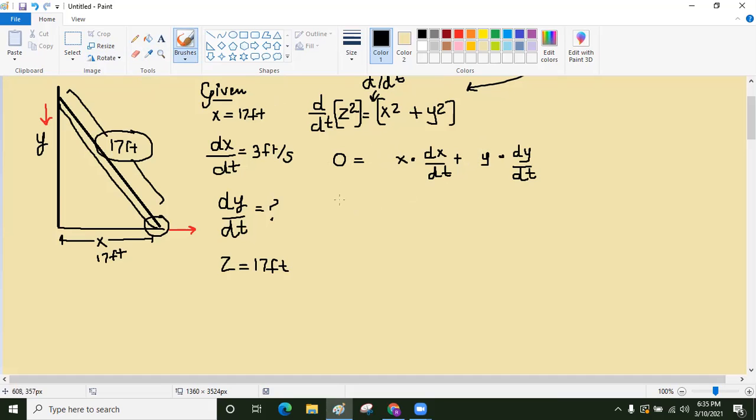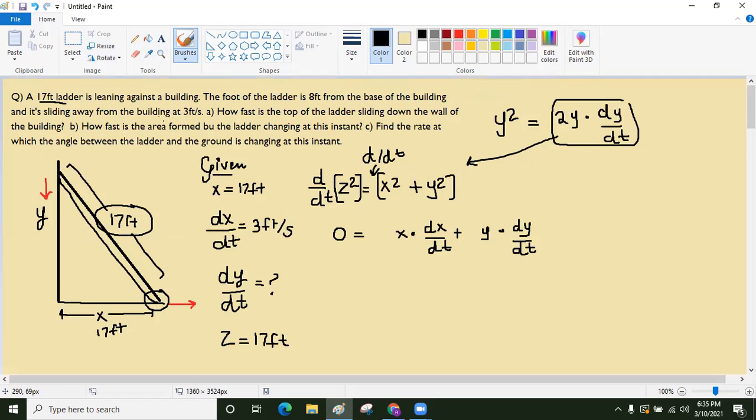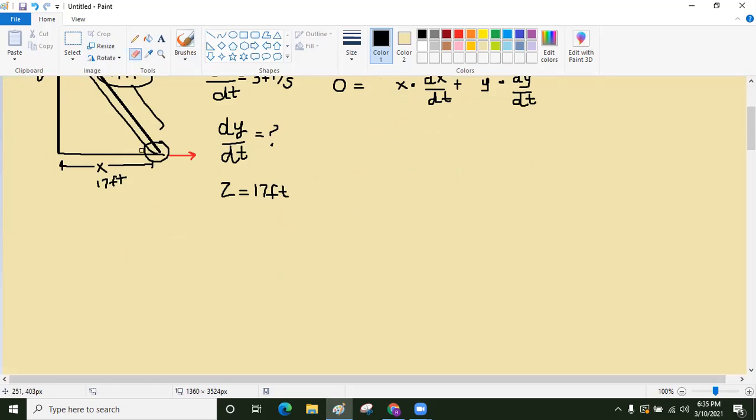And the idea here is to understand that we could eventually plug in x, which we have. So x is actually not 17 feet. X in fact would be 8 feet. So sort of a mess up there. X would be 8 feet.